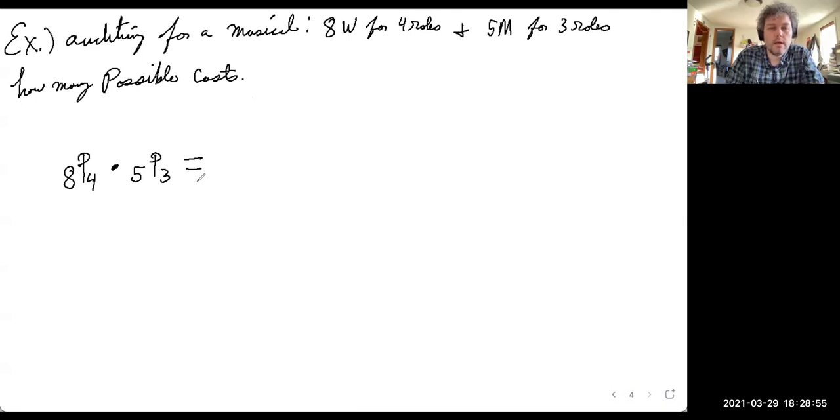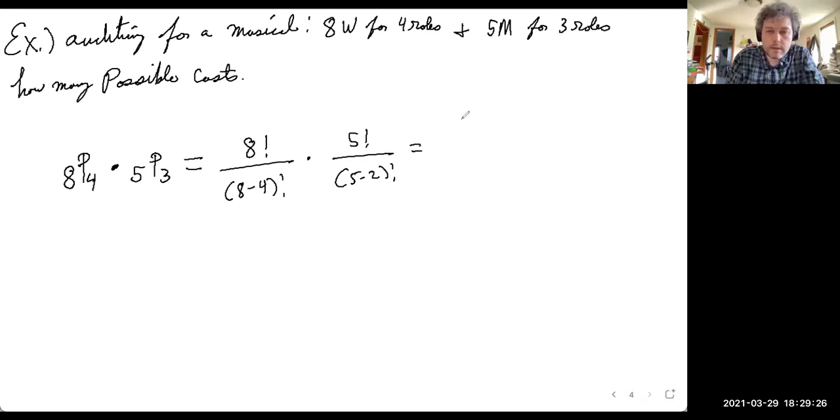So I hope that's clear what I'm doing. These are 2 events, but they're happening at the same instance. We have 8 women, 4 roles, 5 men, 3 roles. This is happening in the same instance, so I'm going to multiply those permutations. So let's see how this works. So 8 factorial over 8 minus 4 factorial times 5 factorial over 5 minus 2 factorial.